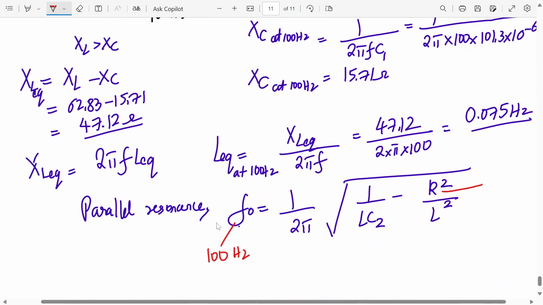10. How much is the new L? 0.075. So can you calculate C? Calculate C in microfarad and tell me quickly. So 1 upon LC minus R square upon L square. This total L is the L equivalent. How much is the answer? Let me know. I get something like 32.